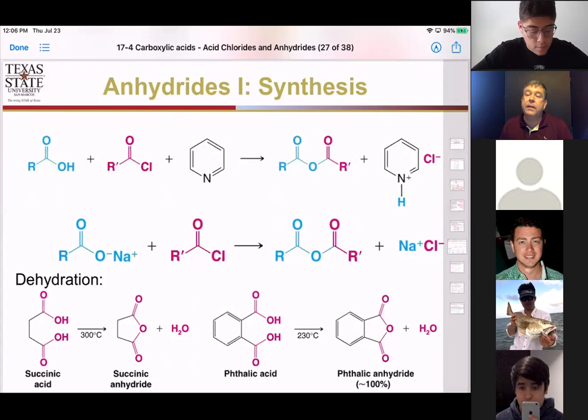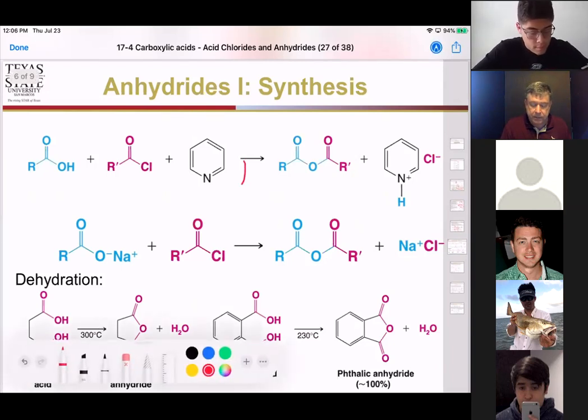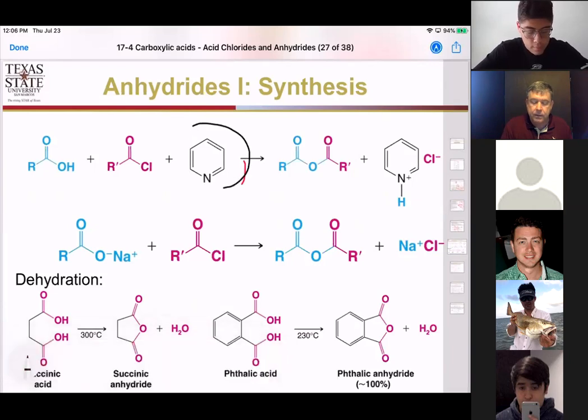The first way is we take a carboxylic acid and a carboxylic acid chloride, and then we add a base to it, a mild non-nucleophilic base. And in this case, we're using pyridine. Pyridine was introduced to us in the aromatics, benzene chapter as a basic material that we can use to deprotonate things.